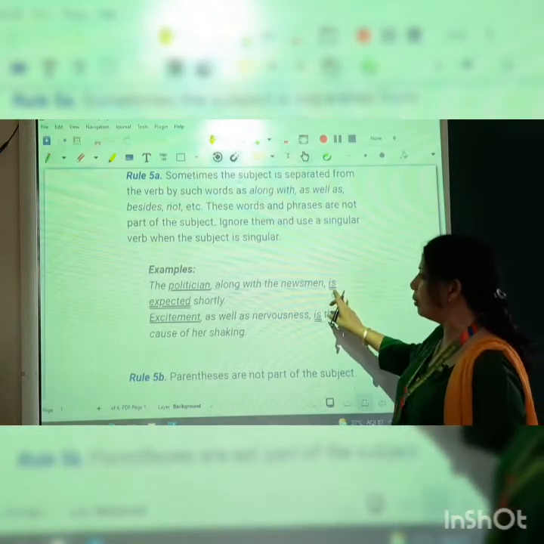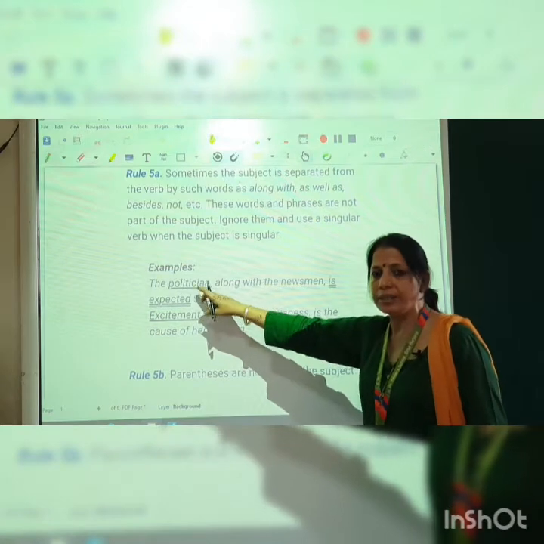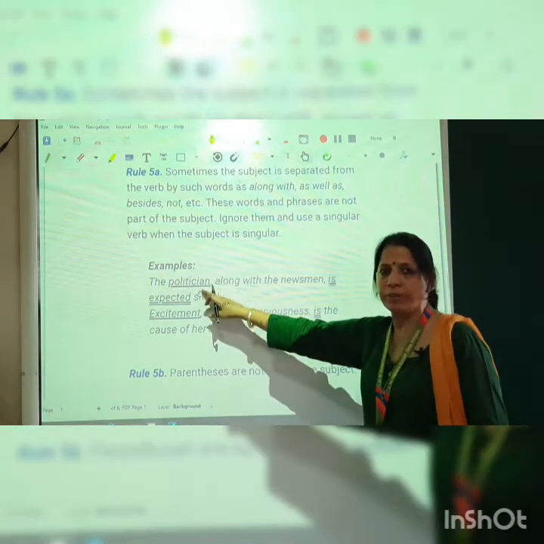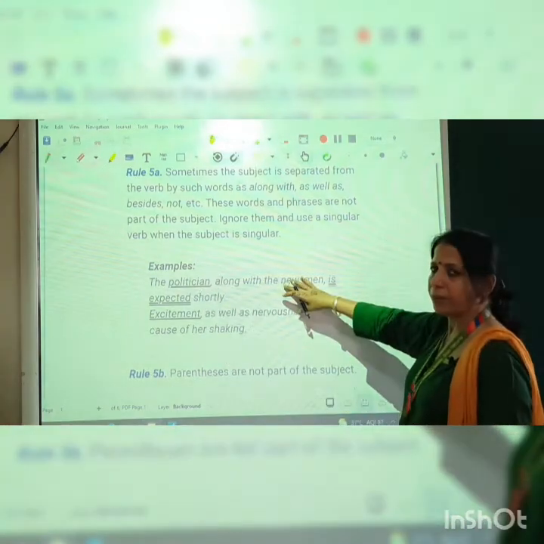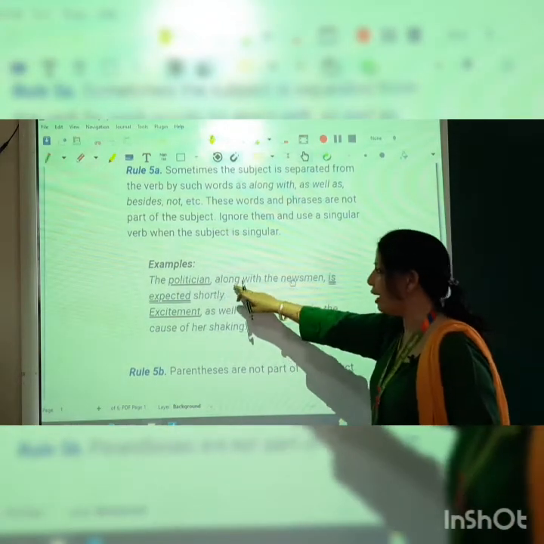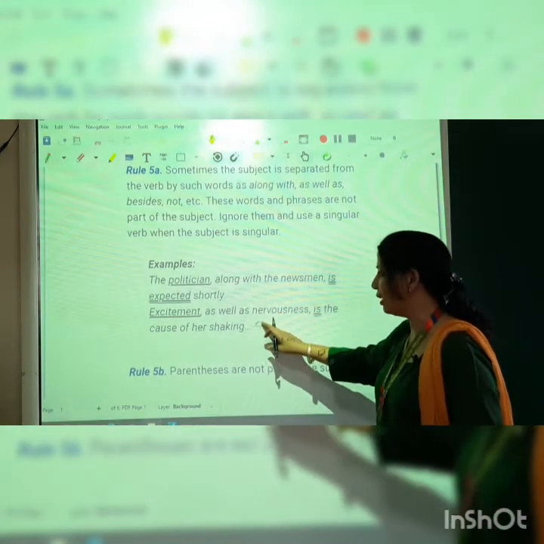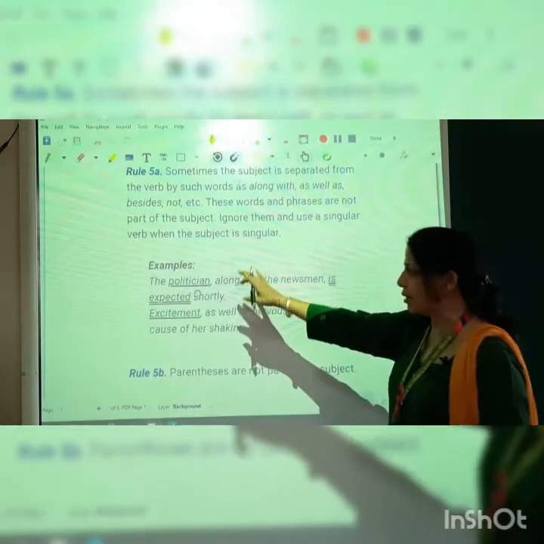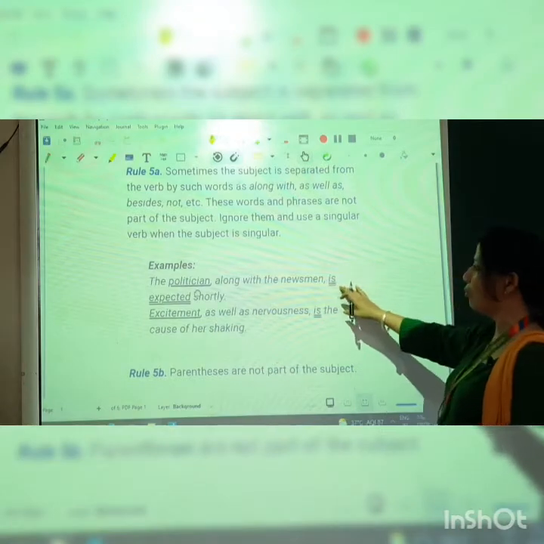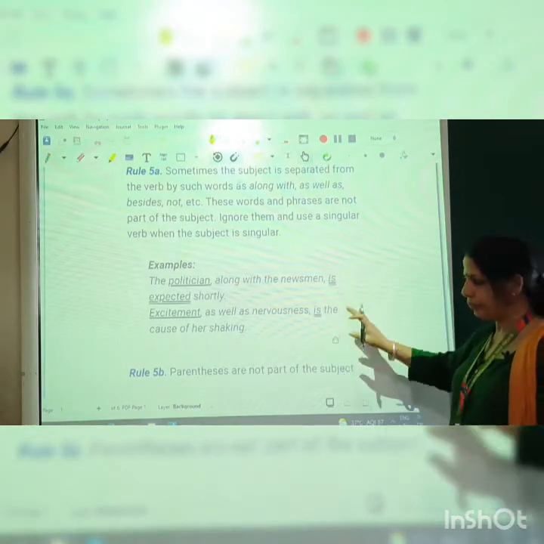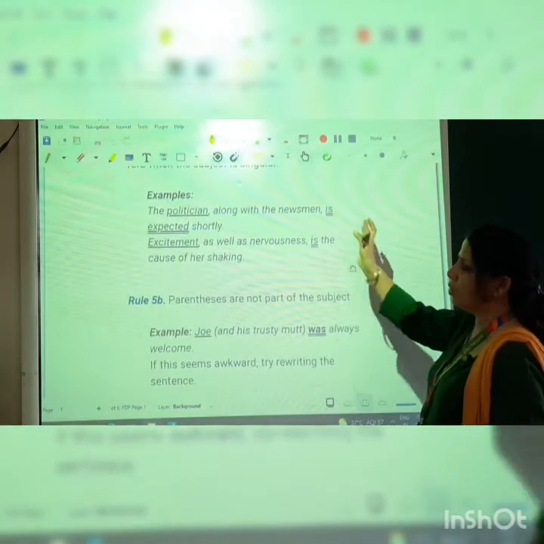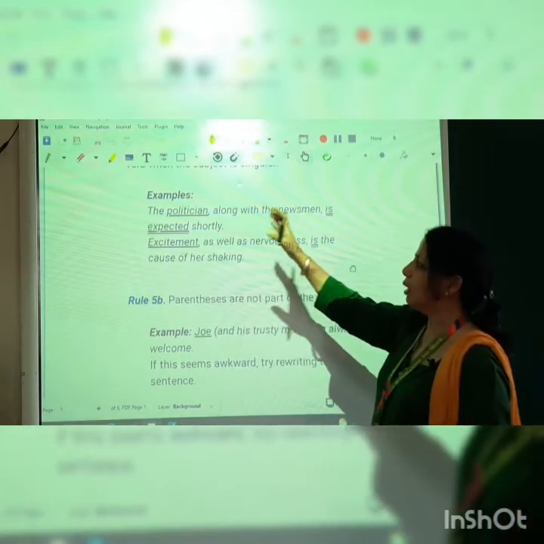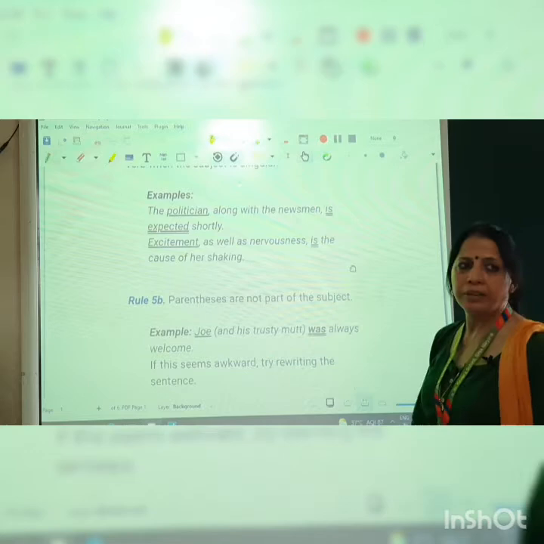Just match the verb with the first subject. Whether it is singular or plural, your verb will match the first one. Ignore the second part. Whatever comes after "along with" or "as well as," you have to just ignore. Take the first subject, whether it is singular or plural, and use the verb accordingly. So that is the rule.